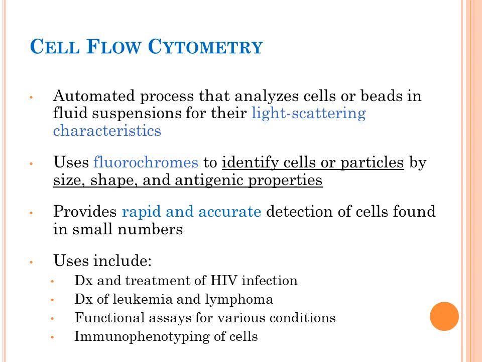Flow cytometry provides rapid and accurate detection of cells found in small numbers. Its uses include to diagnose HIV infection, diagnose leukemia and lymphoma, and accurately categorize them according to what type they are. There are functional assays for various conditions, and we can immunophenotype cells. In other words, we can examine cells and determine exactly what markers they have on their surface.